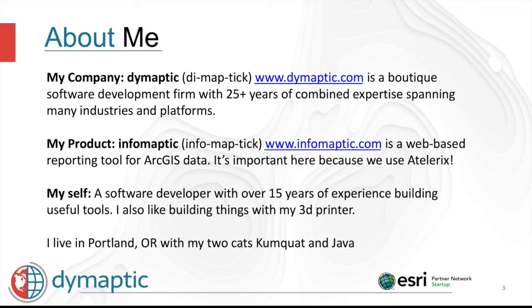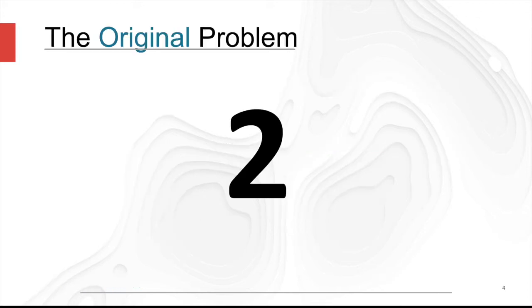And finally, a little about myself. I'm a software developer. I've got over 15 years of experience building things mostly on the Esri platform. You might have seen me at a previous Dev Summit standing on a stage talking about a sloth of bears. I also like building things with my 3D printer, and I currently live in Portland, Oregon with my two cats, Kumquat and Java, who hopefully will not interrupt this recording too much.